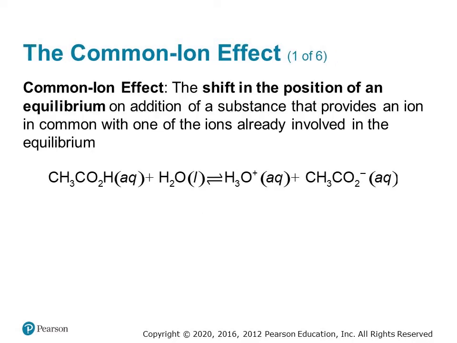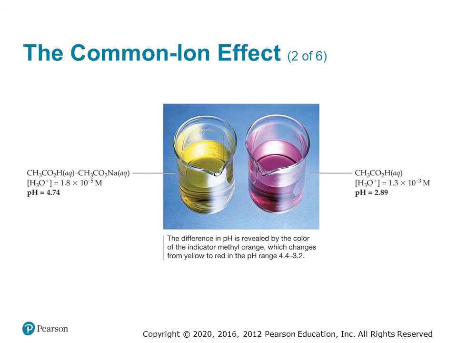If you think back to Chapter 15 and Le Chatelier's principle, you'll recall that changing the concentrations of reactants or products in an equilibrium reaction causes a shift in the position of that equilibrium to relieve the stress on the system. An important version of this for weak acid-weak base equilibria is what's called the common ion effect, where the position of equilibrium shifts upon addition of a substance that provides an ion in common with one of the ions already in the equilibrium. We'll consider the dissociation of the weak acid acetic acid into hydronium ions and acetate ions for the following examples. Consider the two solutions shown here.